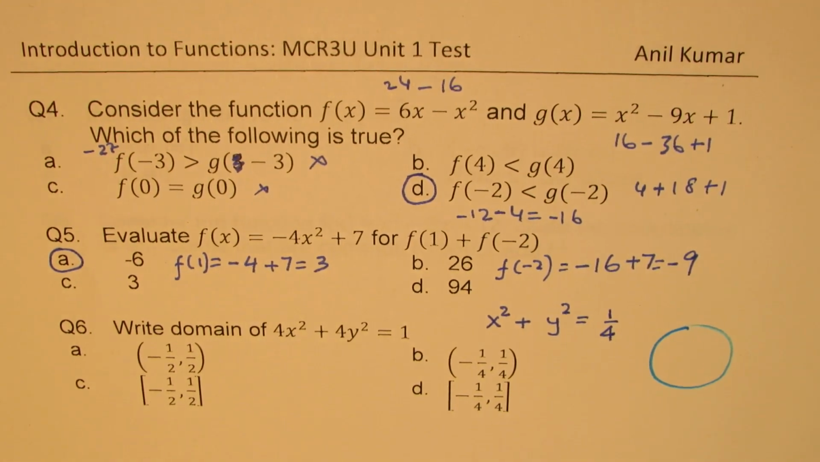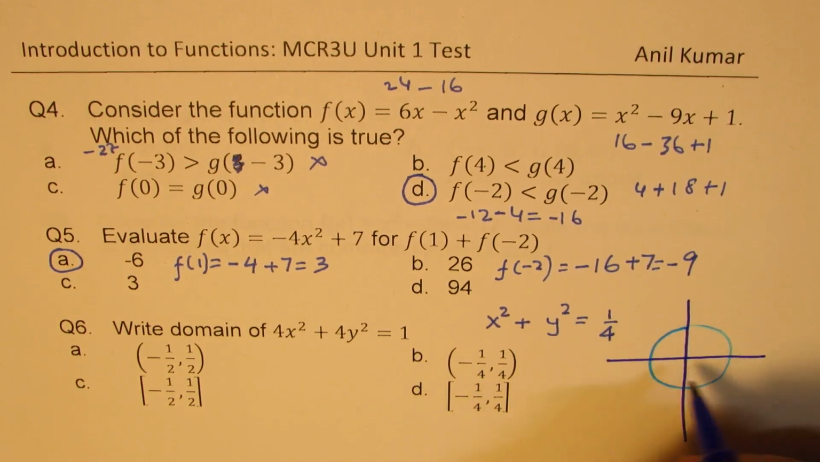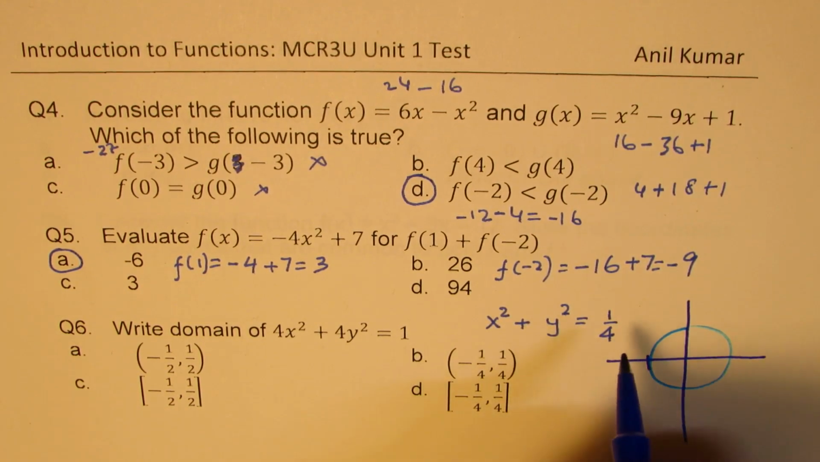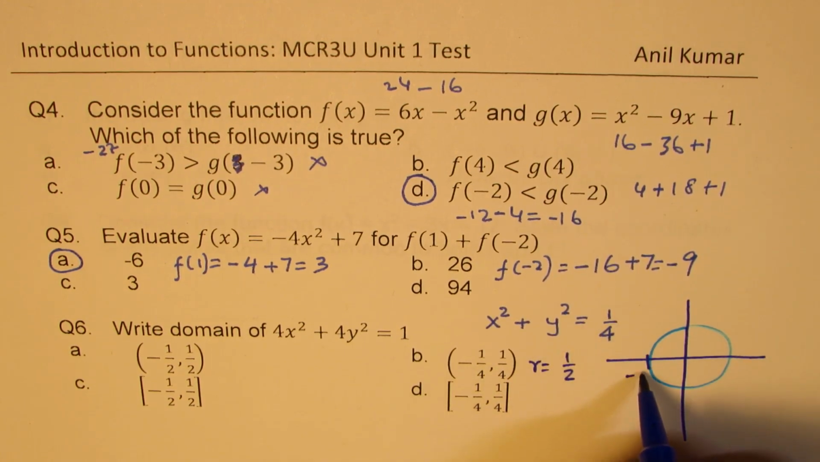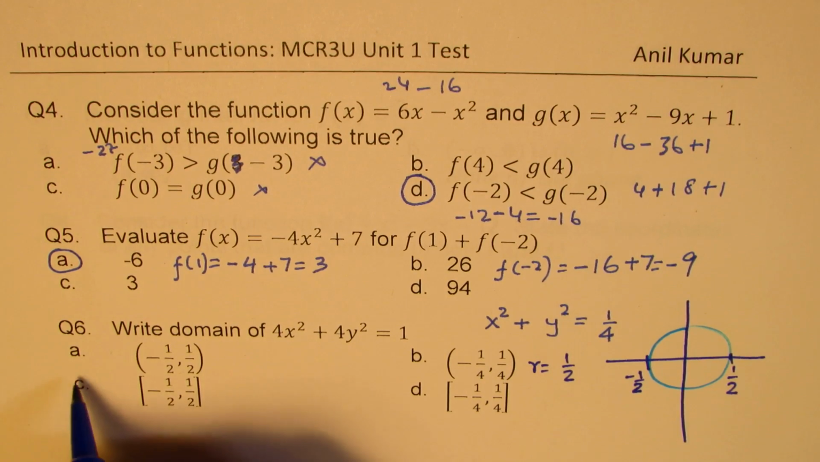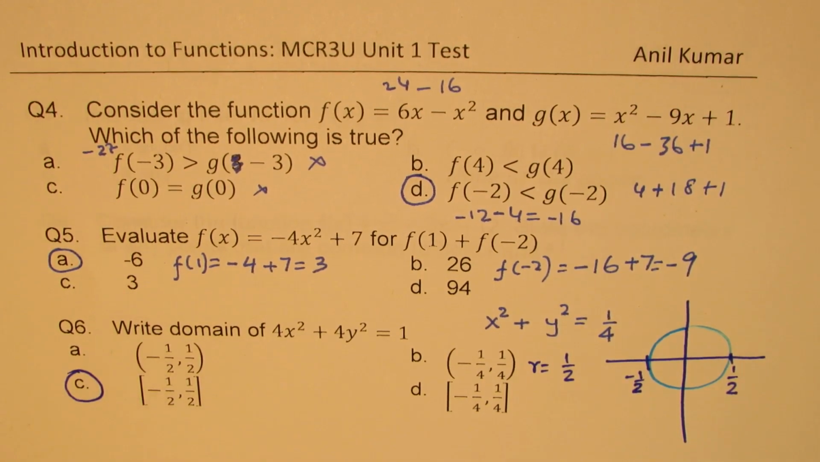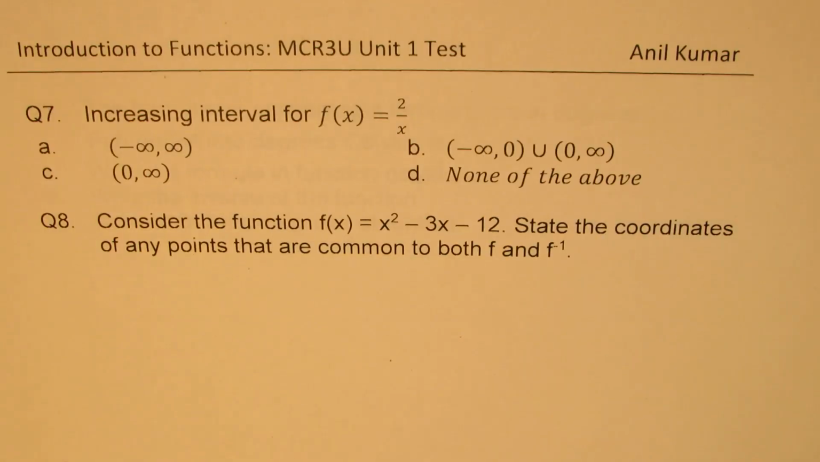And so what is the domain and range? This is definitely not a function, right? So domain here will be radius is equals to half, right? Square root. So this is minus half and that is plus half, right? So the domain is including both these values from minus half to plus half, and so we get C as the correct answer. Clear? Let's move on and take the next set of questions.